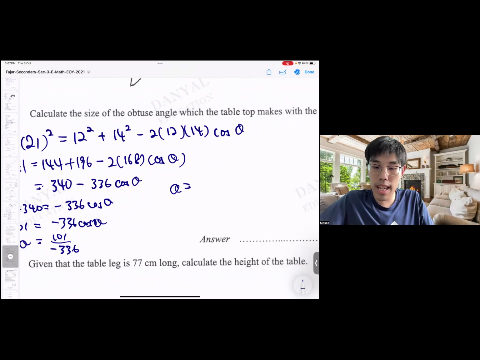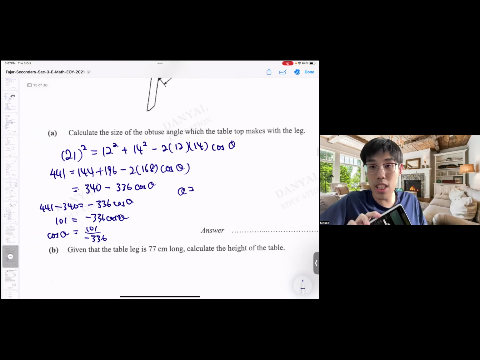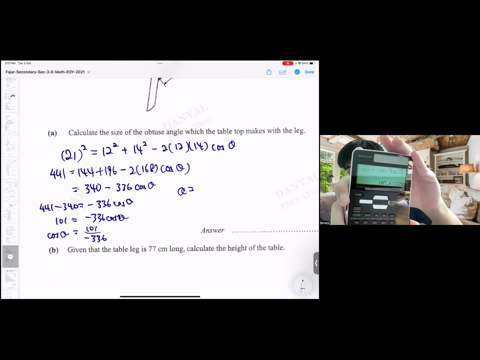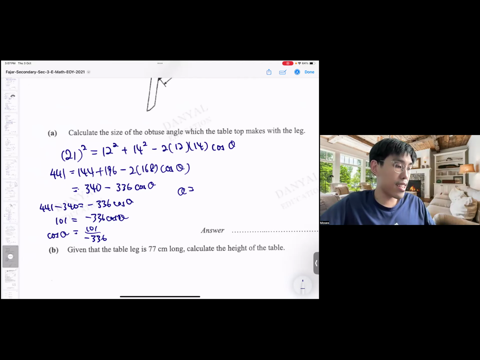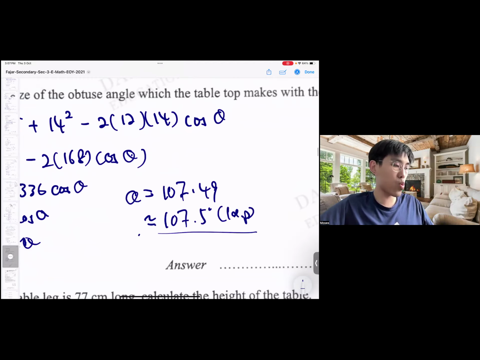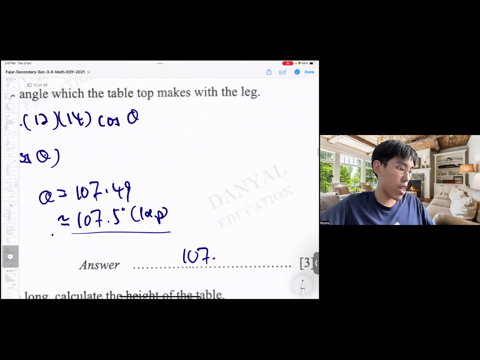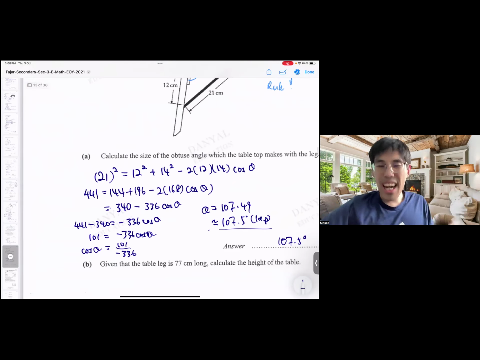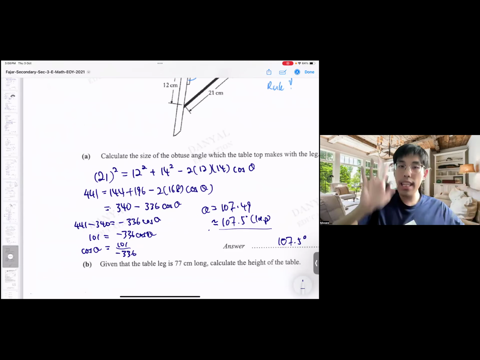Then I do again. Cosine inverse of negative 101 divided by 336, because the fraction is given very nicely over there. Like that. So I press. I'll get 107.49. Answer come out. 107.49. 107.5 to 1 dp. Angles to 1 dp. 107.5 degrees. Confirm correct. Okay? Do it out nicely. Slowly do.